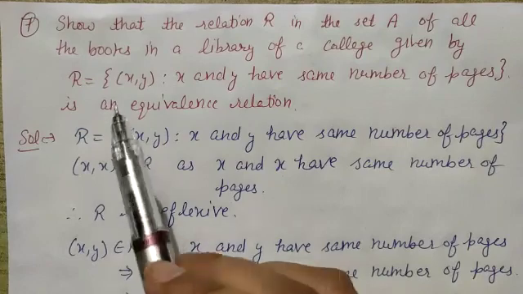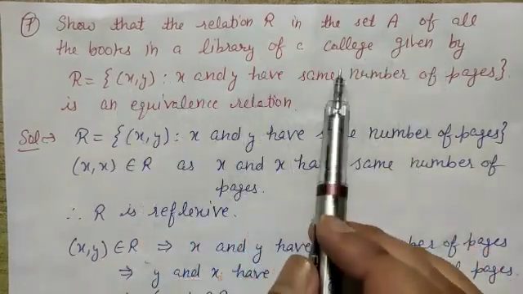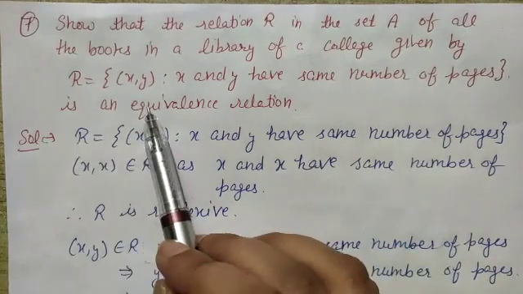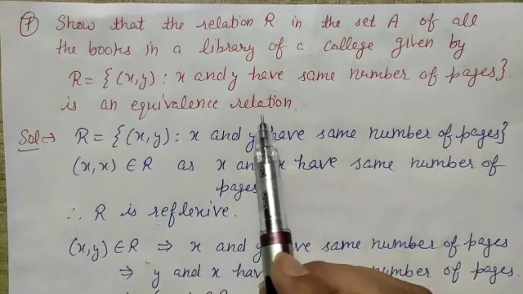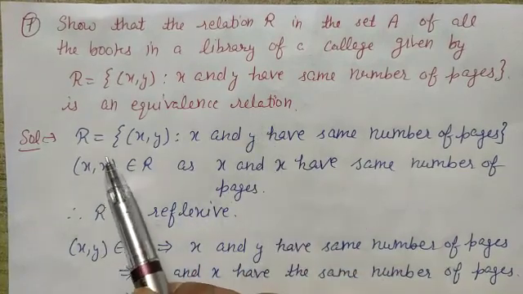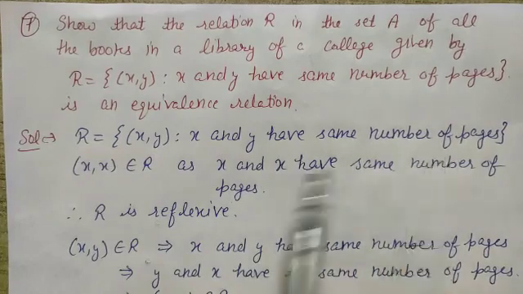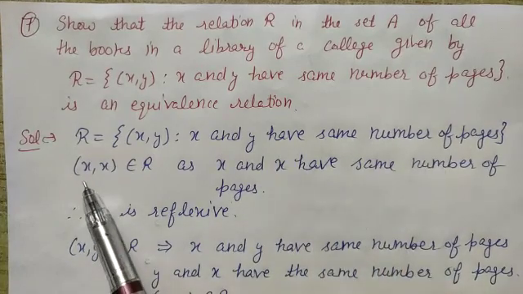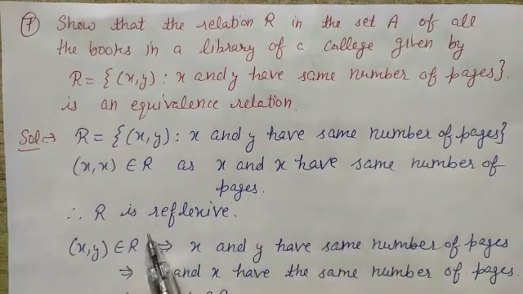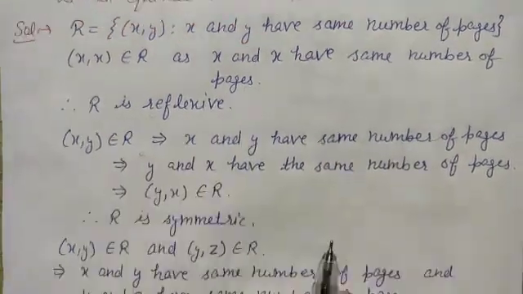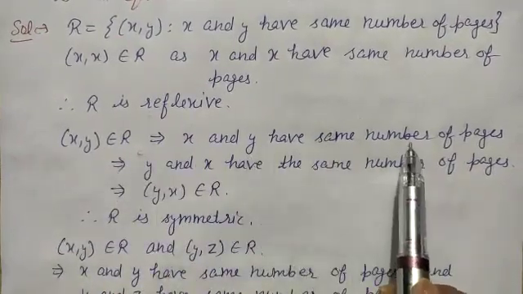Next, seventh is: show that the relation R in the set A of all the books in a library of a college given by R = {(X, Y) such that X and Y have same number of pages} is an equivalence relation. So here for reflexive, (X, X) belongs to R, as X and X have same number of pages, so R is reflexive here. Now for symmetric, (X, Y) belongs to R, X and Y have same number of pages.